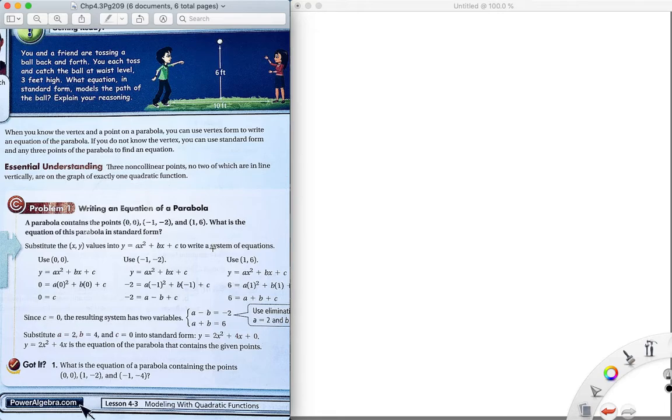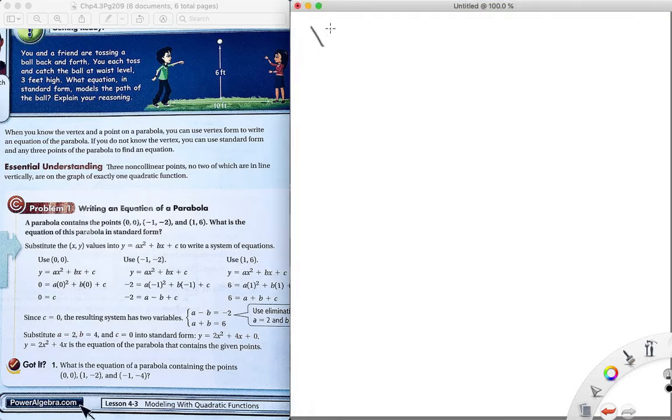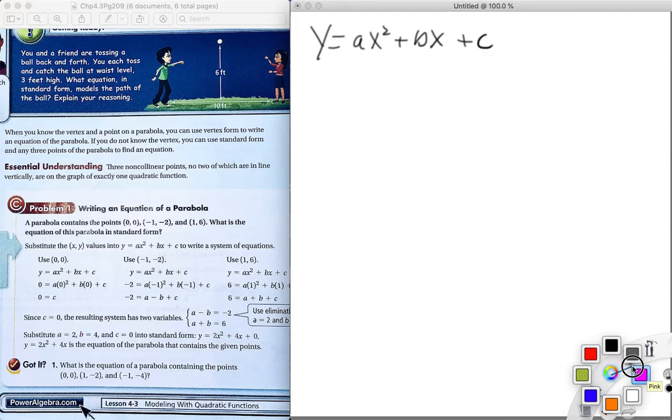points. And the reason why we have 3 points is because we have 3 unknowns. We have the coefficient in front of the x squared value, the coefficient in front of the x value, and then the constant c. So a quadratic equation is in the form of y equals ax squared plus bx plus c. We don't know what the a, b, or the c is. We don't have a clue.